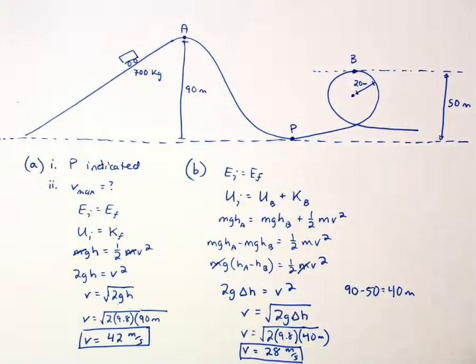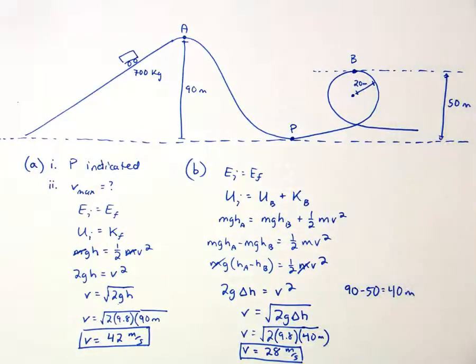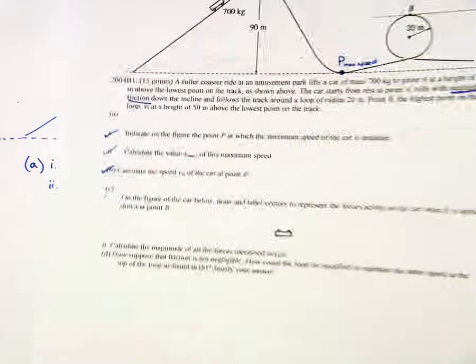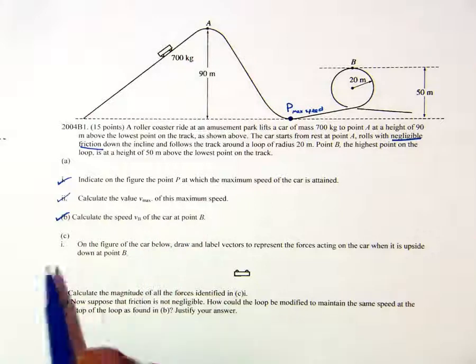So we know the maximum velocity down at point P is 42 meters per second. We know the velocity will slow down to 28 meters per second at point B. And let's look back and see what this question has us doing next. Okay, so we got the speed at point B.